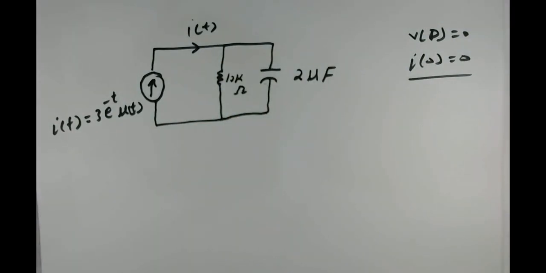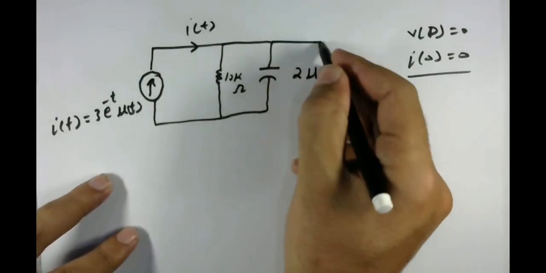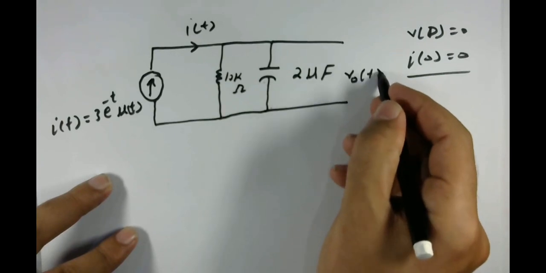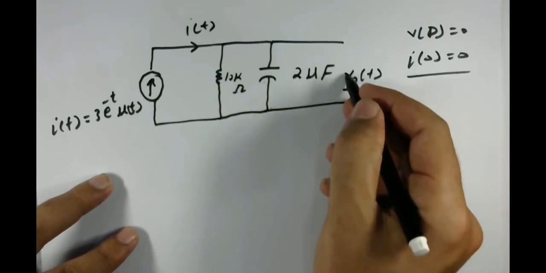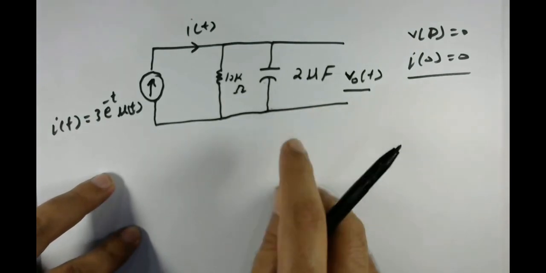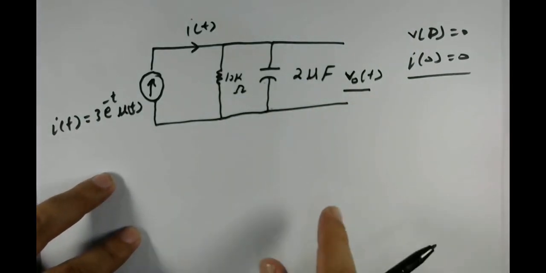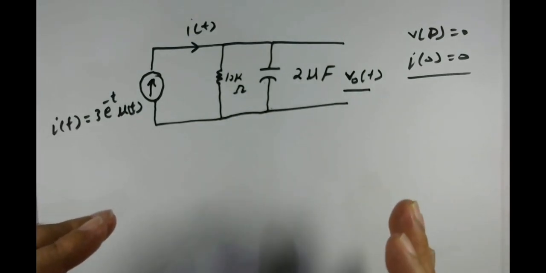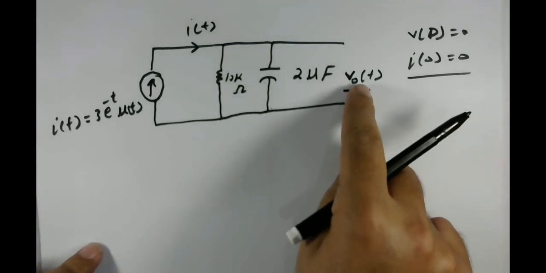Now we need to solve this circuit using Laplace transform. What do we need to find? We need to find the voltage across this capacitor, which we call V out of t. But you will need to find the solution in the frequency domain, that is in the S domain, and then we will transform that output V out of S into V out of t.